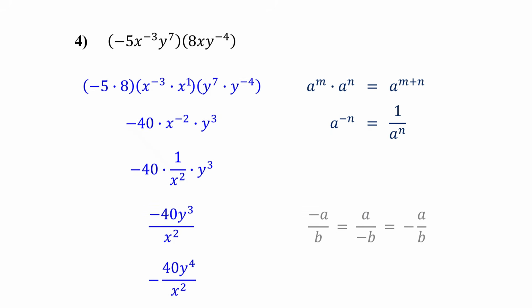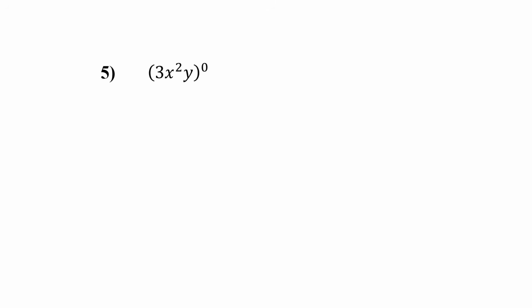Great. Next, let's see an example with the zero exponent. Here, the entire expression inside the parentheses is raised to the 0 power. Any non-zero base raised to the 0 power equals 1. So the result is simply 1. Easy, right? Let's move on to the next example, which involves division of powers.